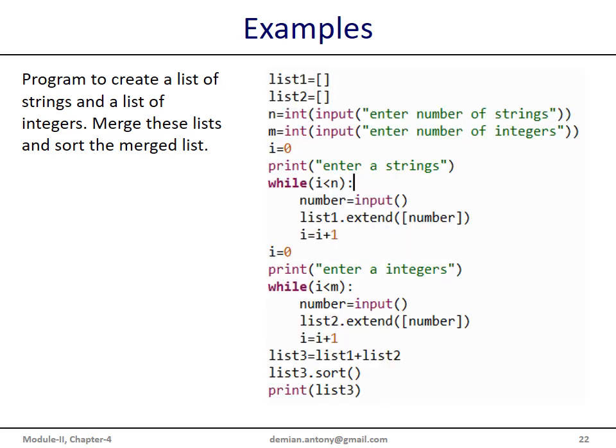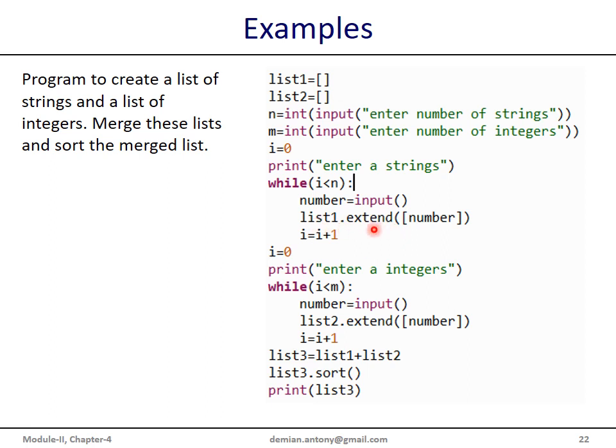Here is the program. What we create is two empty lists. List 1 is to hold strings and list 2 is to hold integers, and we read n and m values. n is to read n strings, and m is a number counter to read m integers. Here, instead of the append function, I am using another function, extend. It's very similar to append. The main functionality is to augment the list.